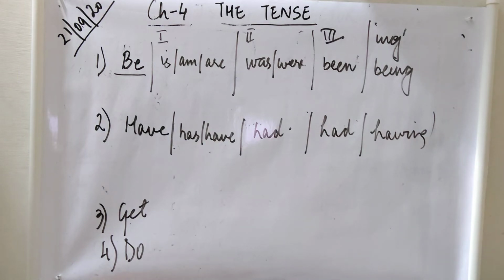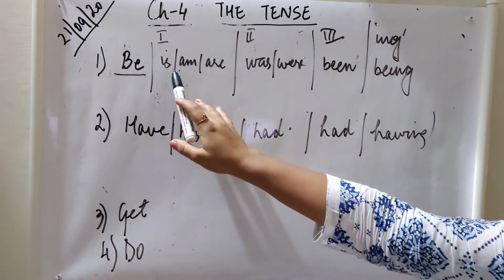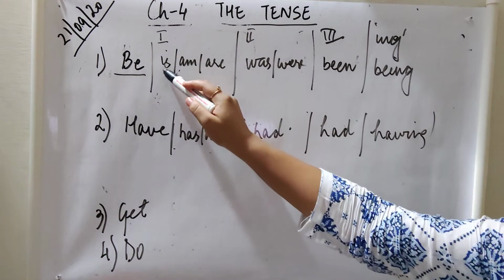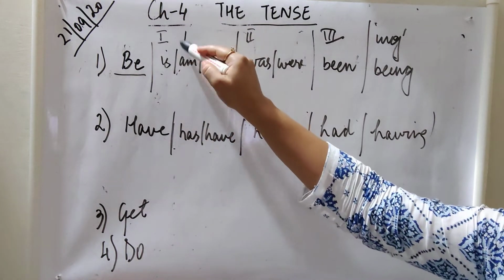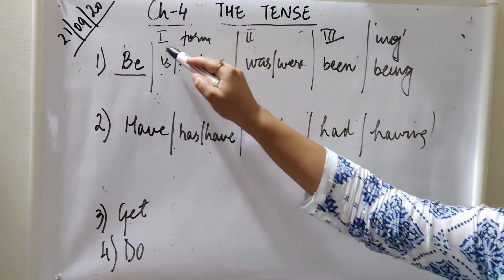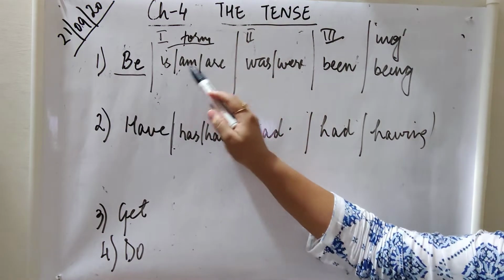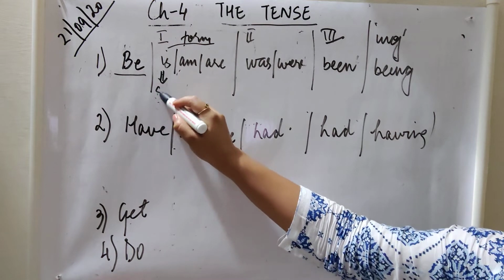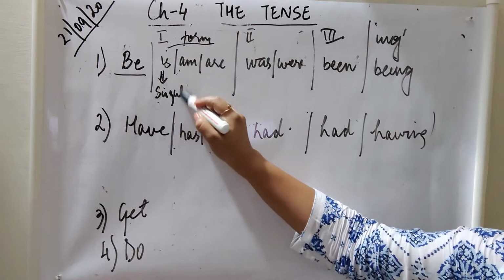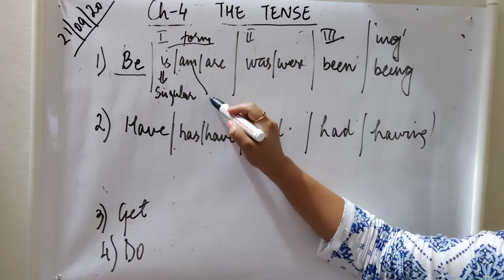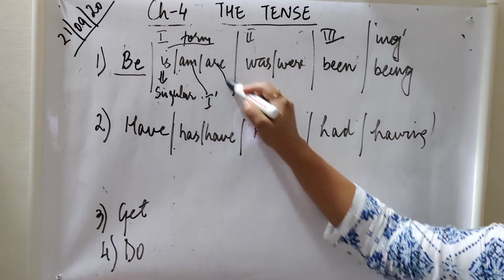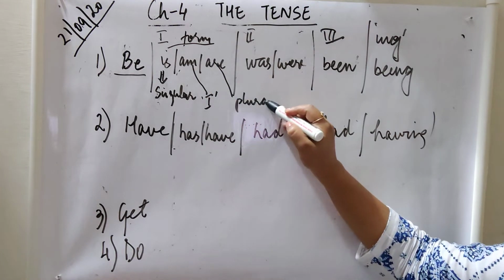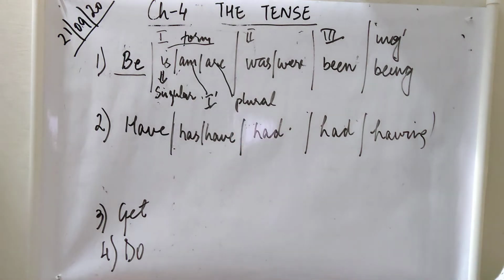So, if we look at be, children, in the first form I have written three: is, am, and are. Now is is used with singular subjects, am is used with I, and are is used with plural subjects. This we all know, I think.